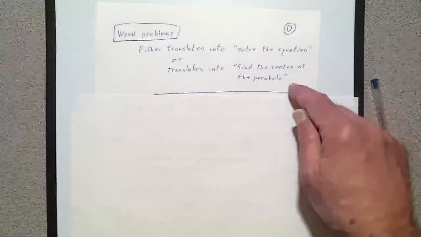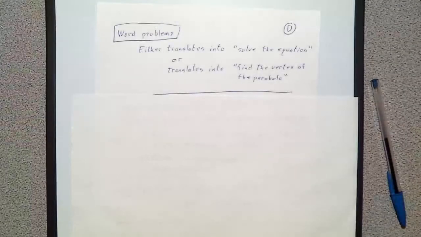The other kind of word problem translates into find the vertex of the parabola. That was the kind that occurred on the third exam with the three fences.